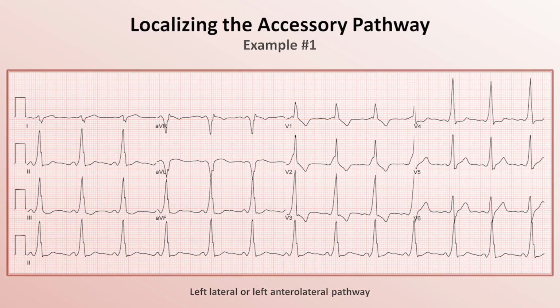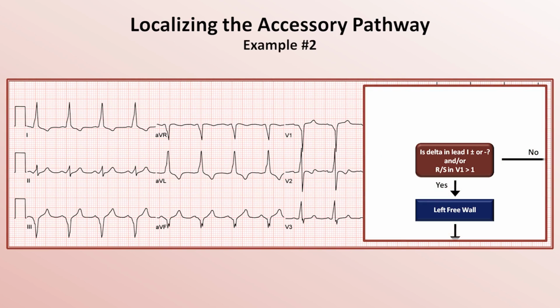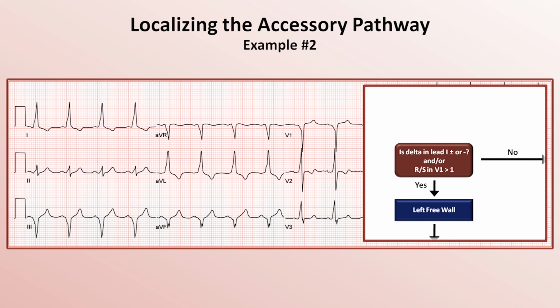Here's a second example. Is either the delta wave in lead 1 equiphasic or negative, or is the R/S ratio of the QRS complex in V1 greater than 1? No on both counts, so we do not have a left free wall pathway in this case.